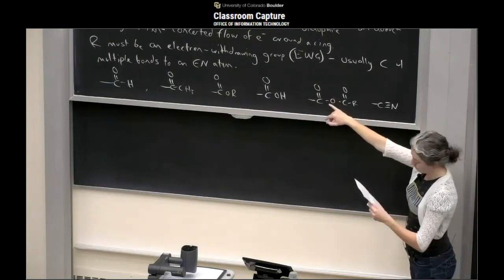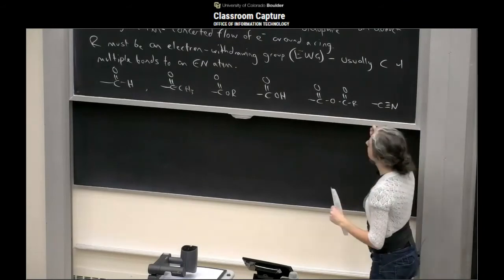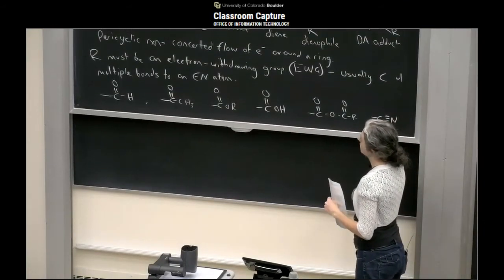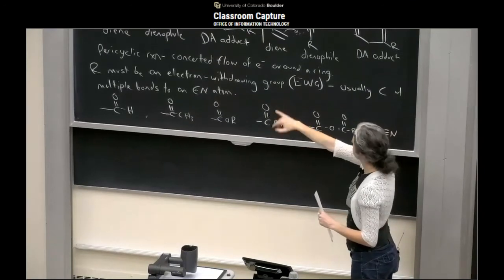So this is for the R group on the dienophile. And I guess I showed it as two separate R groups on there.